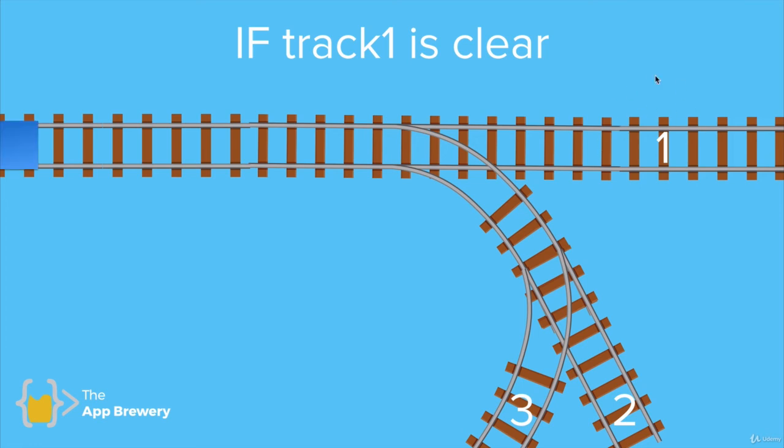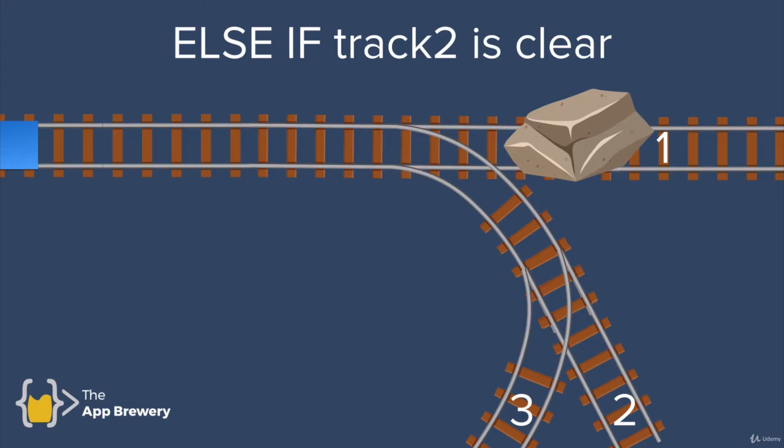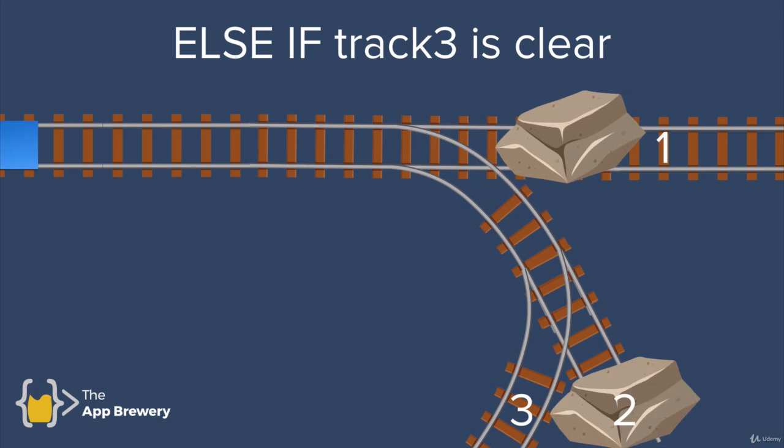But if that was false, so if there was a rock there, then we can go to the next statement, and we're saying that else if track 2 is clear, then we should go down track 2. But what if track 2 also has a rock on it? I don't know who's maintaining these railways, by the way. Why are there rocks everywhere? If track 2 is also blocked, then we can have another else if statement to check if track 3 is clear, then that's going to be the one we'll take.